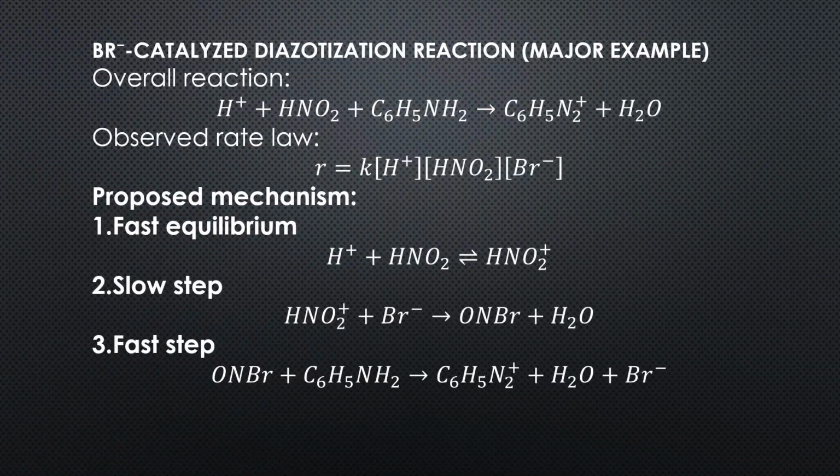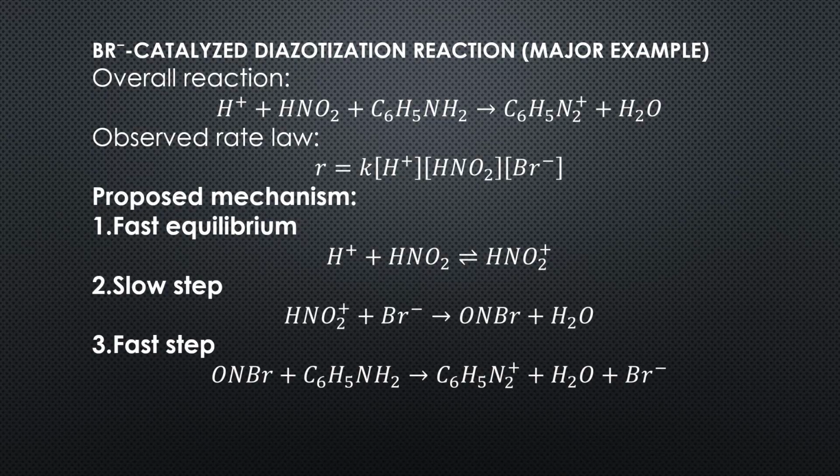Part 4. Bromide catalyzed diazotization reaction. The overall reaction involves hydrogen ions, nitrous acid, and aniline reacting to form a diazonium ion and water. The observed rate law shows that the rate is proportional to the concentration of hydrogen ions, nitrous acid, and bromide ions. Proposed mechanism. Step 1.